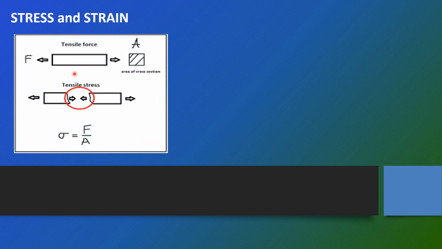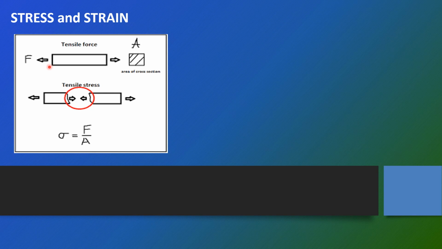Consider a material with a certain length and a cross-sectional area, and it is subjected to a force whose direction is directed outward, perpendicular to the cross-sectional area. What's going to happen to this material?